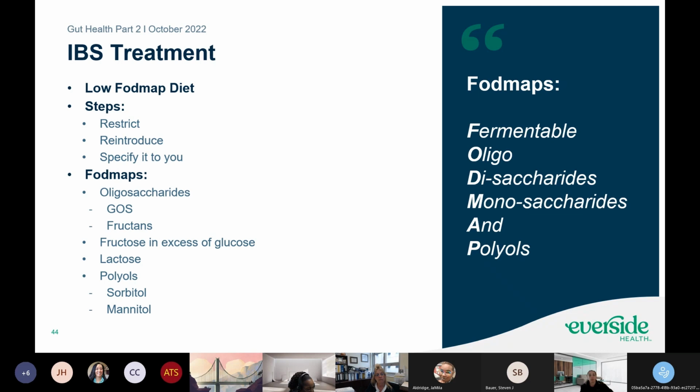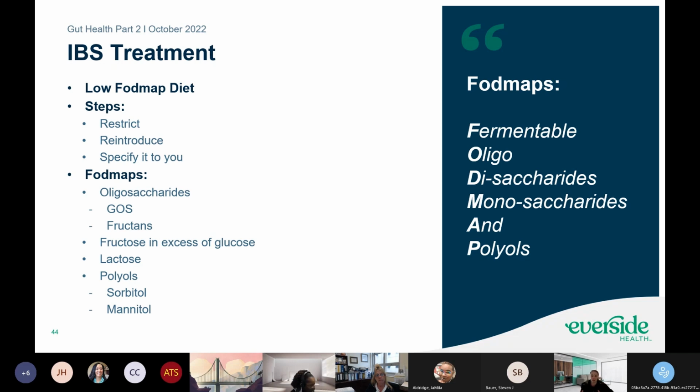IBS's treatment is that low FODMAP diet. So there's steps. You restrict, you reintroduce, and then you specify it to you. It's a very restrictive diet. We do want to reintroduce those foods for multiple reasons. It's difficult to follow completely. You want to identify those specific things that are challenging for you because you don't want to restrict those different nutrients. This can change over time too.